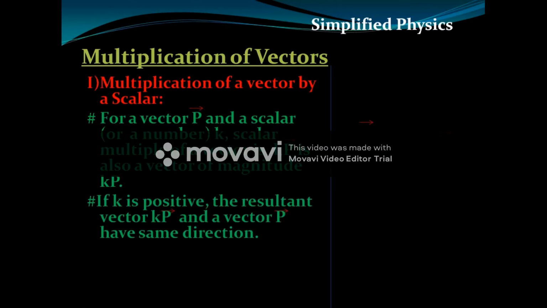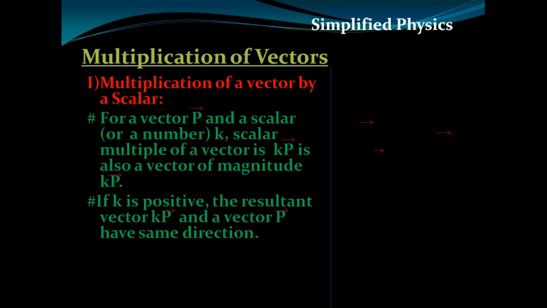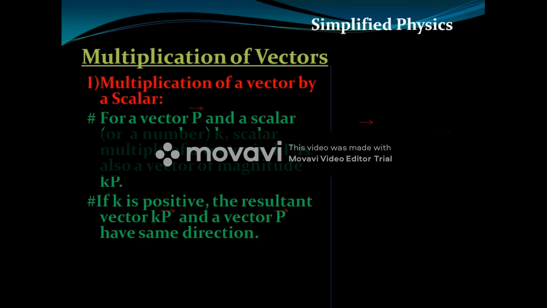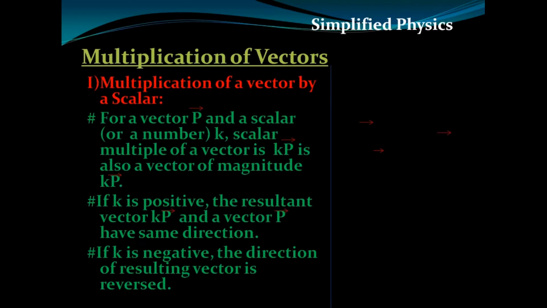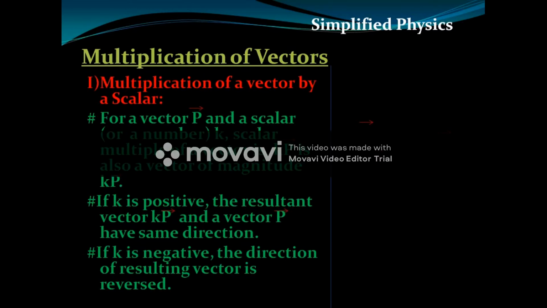Now what if k is positive? If k is positive, the resultant vector k p vector and the vector p have the same direction. What if k is negative? If k is negative, the direction of the resulting vector is reversed. That means if p vector is acting towards the east, the k p vector will be acting towards the west if k is negative.